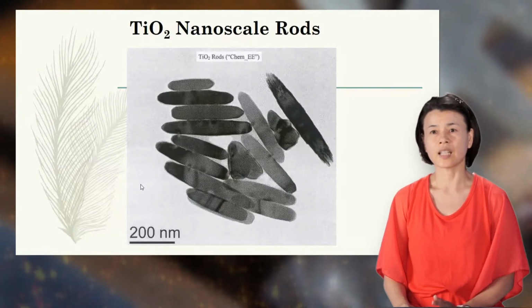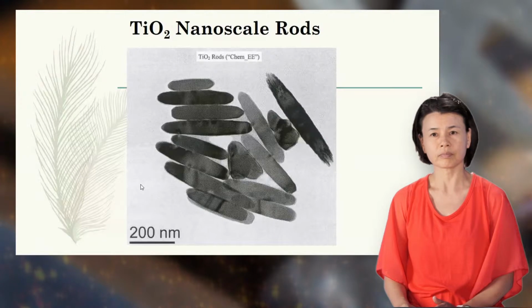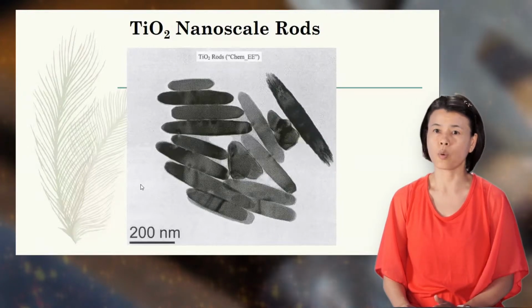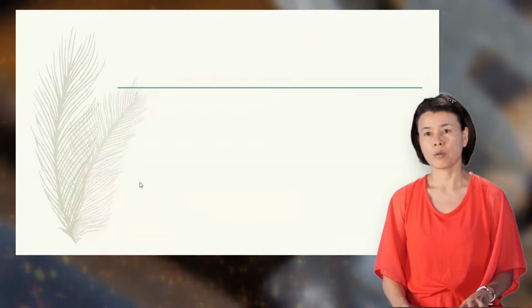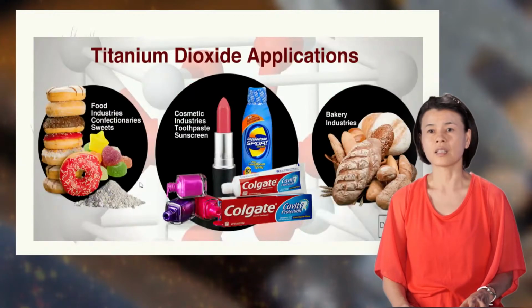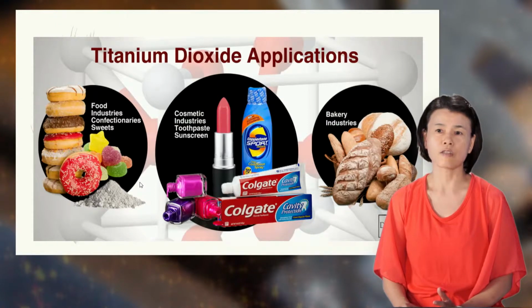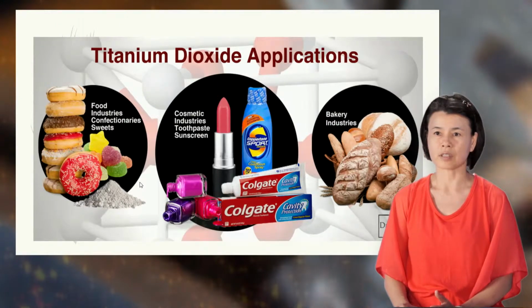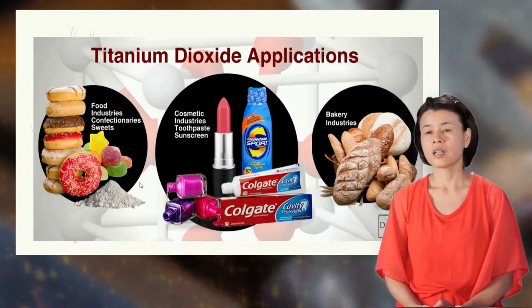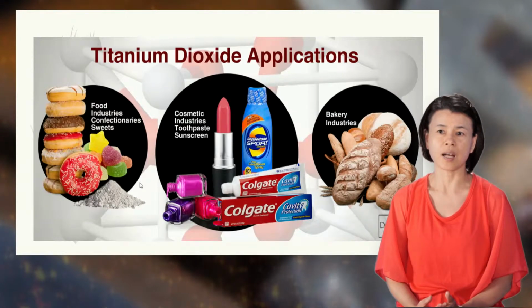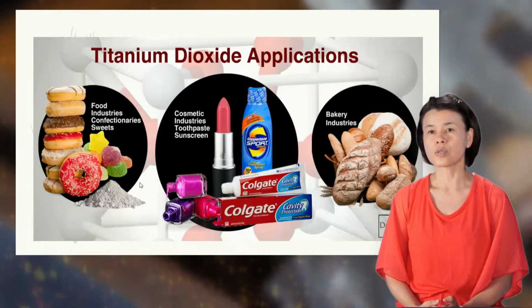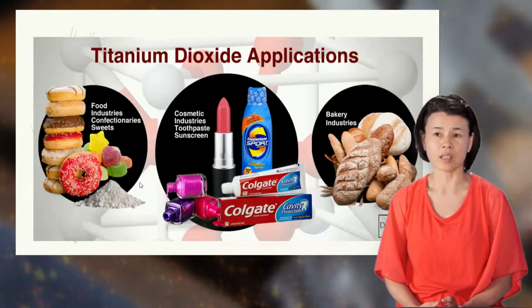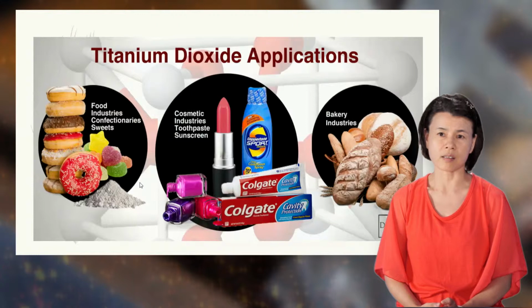Where does tiny titanium dioxide appear in the real world? It's the most widely used white pigment because of its brightness and very high refractive index. Probably you don't believe it. They appear in the food, like the colorful donuts and candies on the left, or the bread on the right. So, titanium dioxide has been applied in the food and bakery industries. In addition, we also see its application in the cosmetic industry, including toothpaste and sunscreen.